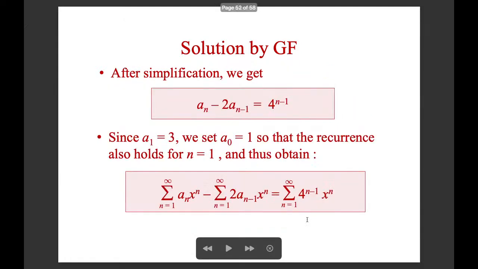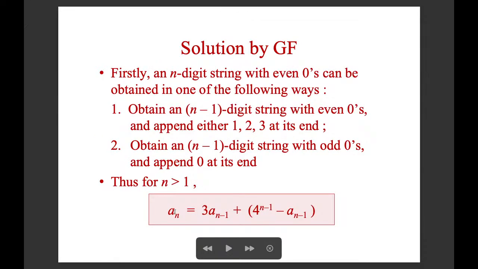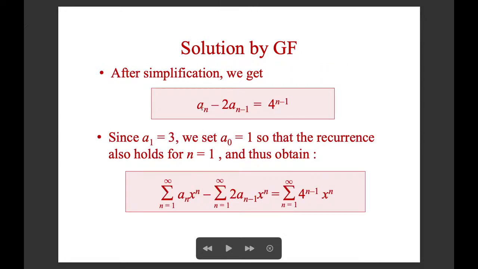So we can simplify the problem as an is equal to 2 times an minus 1 plus 4 to the power n minus 1, or we have an minus 2an minus 1 is equal to 4 to the power n minus 1. Now, of course, this is an easy form. You can solve this by using the characteristic equation method. But what we are going to do now is solve by generating function.